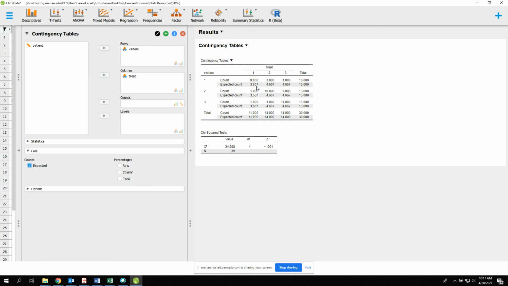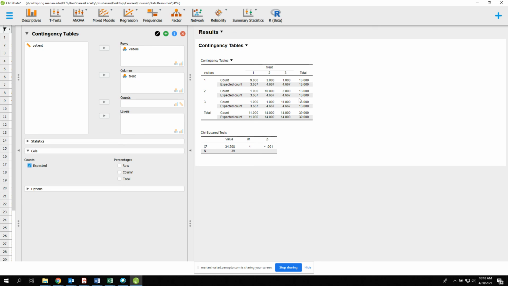And you see what I'm saying? Math was telling me I should have around 4 people in each group, and that's kind of what that's saying. But that's not what I'm getting. I'm getting 9, 3, 1. I'm getting 1, 10, 2. I'm getting 1, 1, 11. Those are not all 4s. So there's a discrepancy going on there. There's something weird going on there. I expected things to go a certain way. They didn't. Why is the real question.